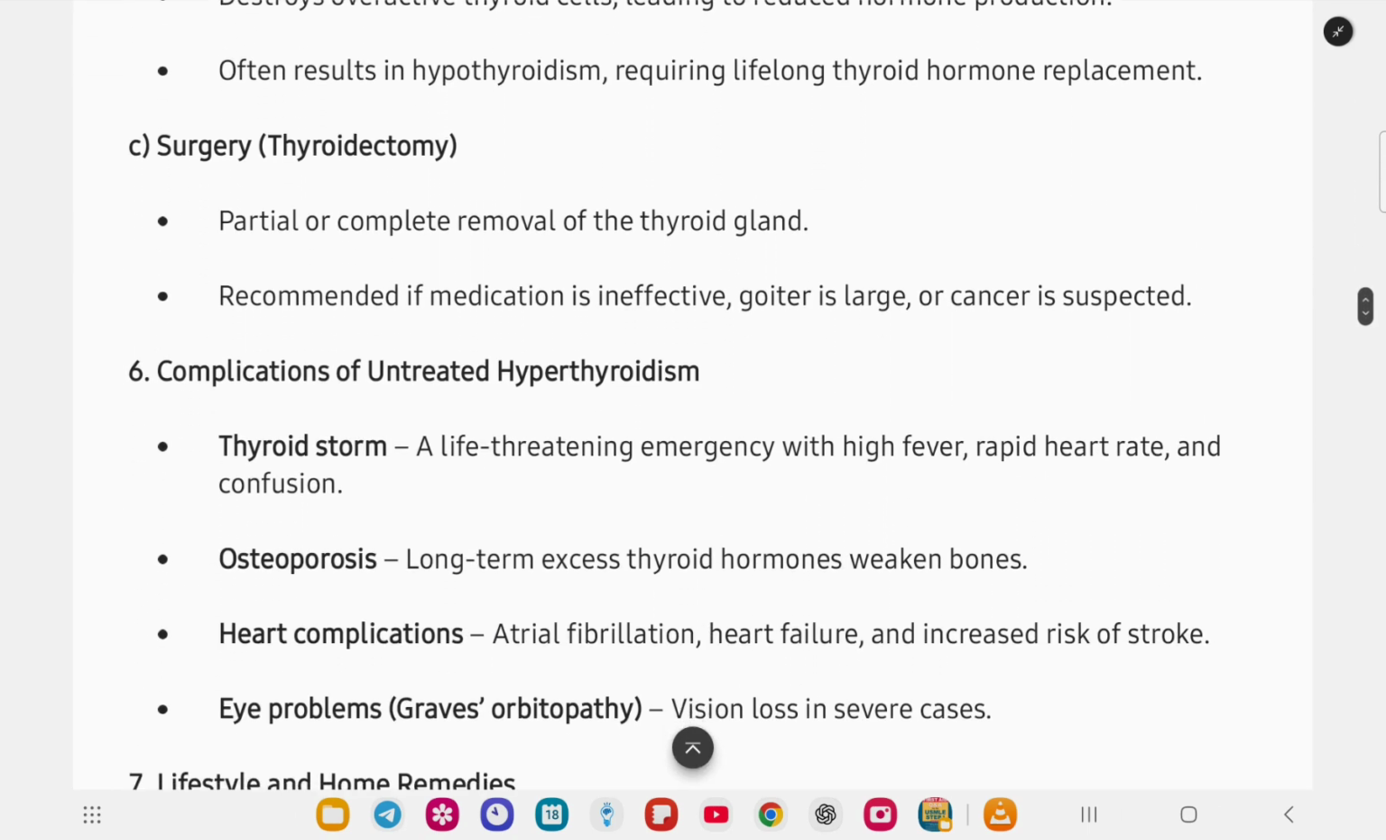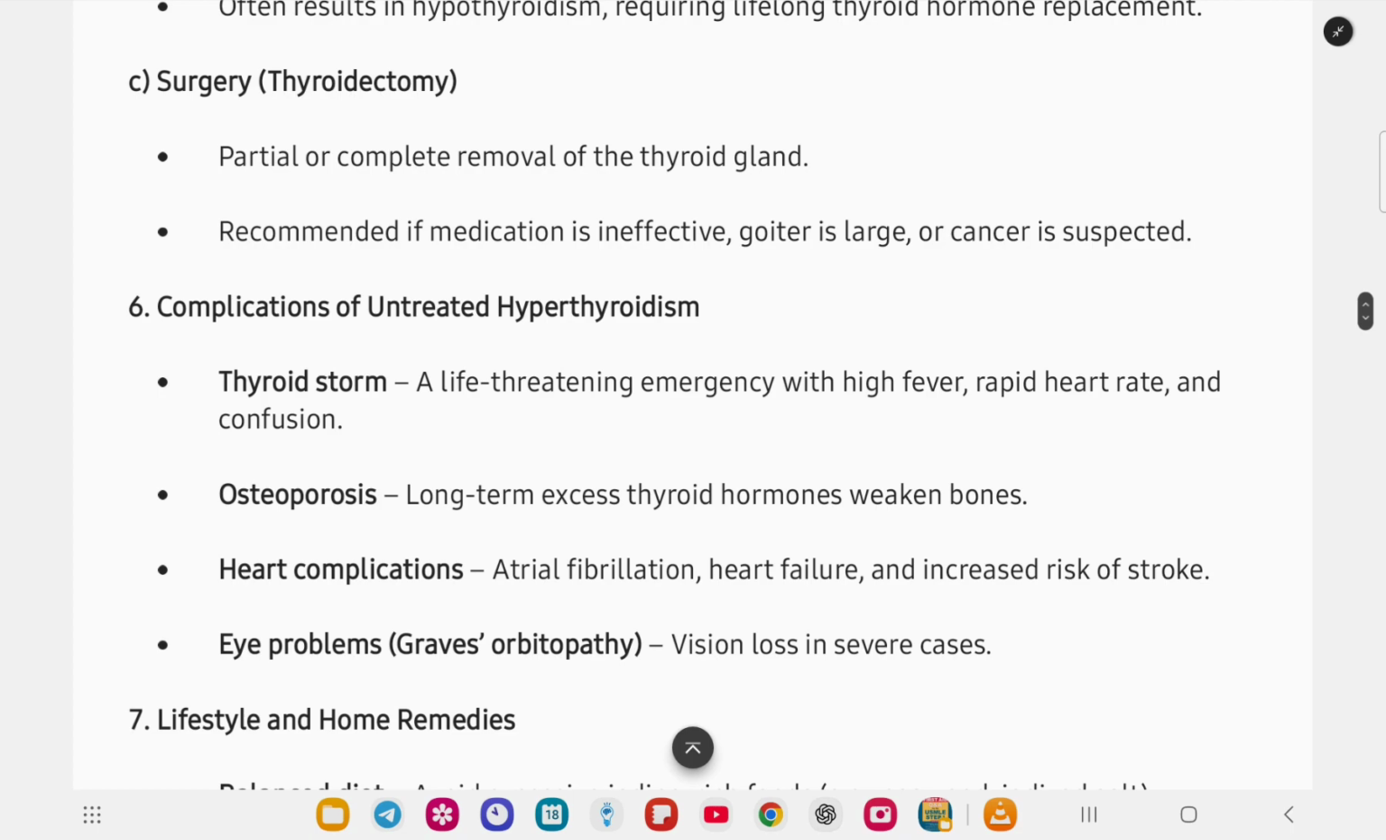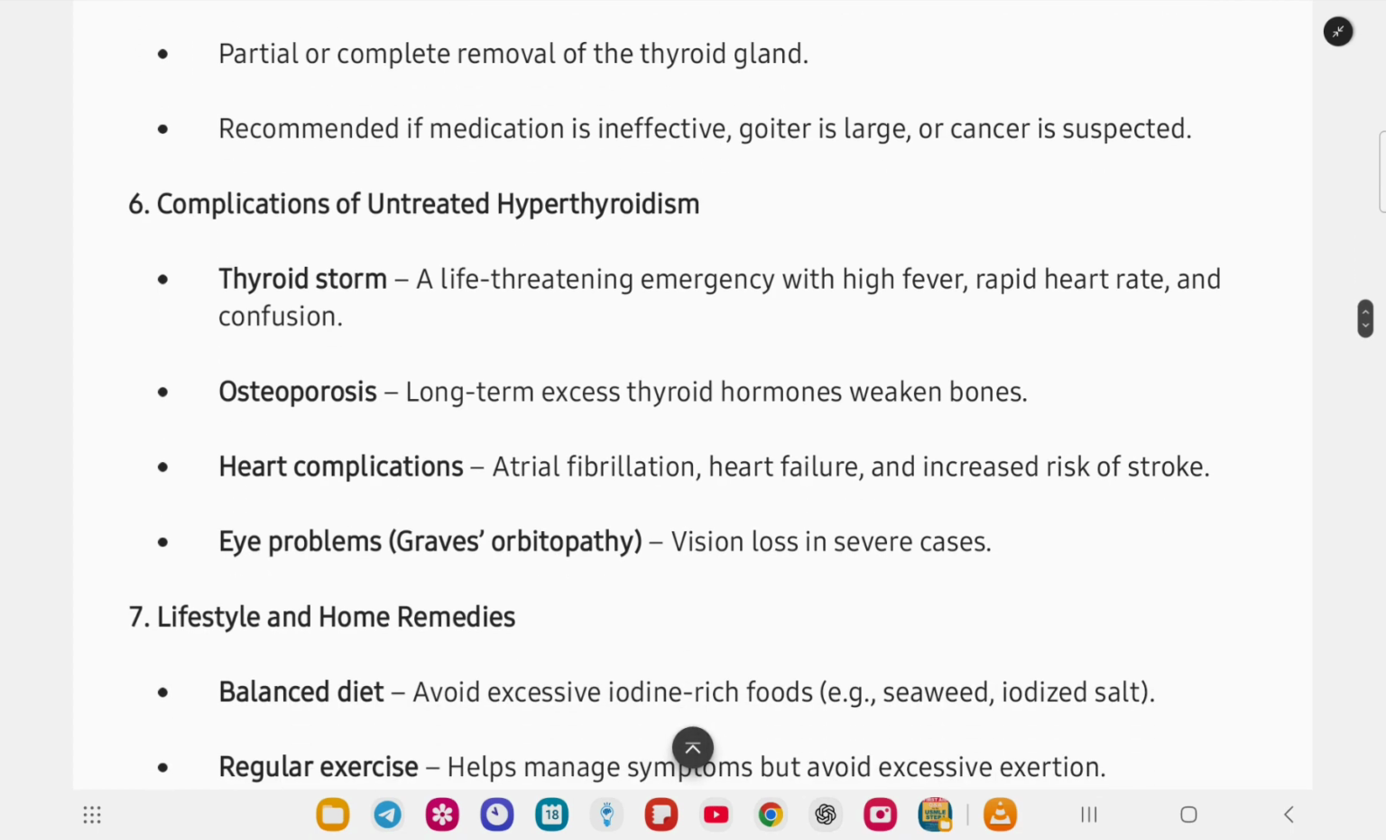Then we see complications if untreated. Complications can be thyroid storm, osteoporosis, heart complications, eye problems. So thyroid storm is a life-threatening emergency with high fever, rapid heart rate and confusion. We will see thyroid storm in the next video. As for osteoporosis, long-term excess thyroid hormones weaken bone. Then the heart complications.